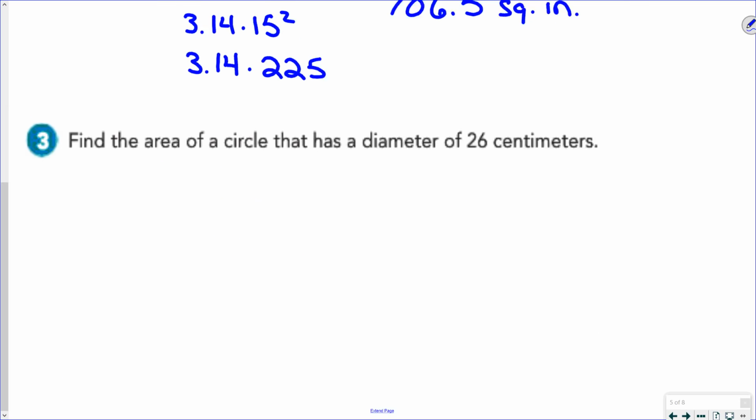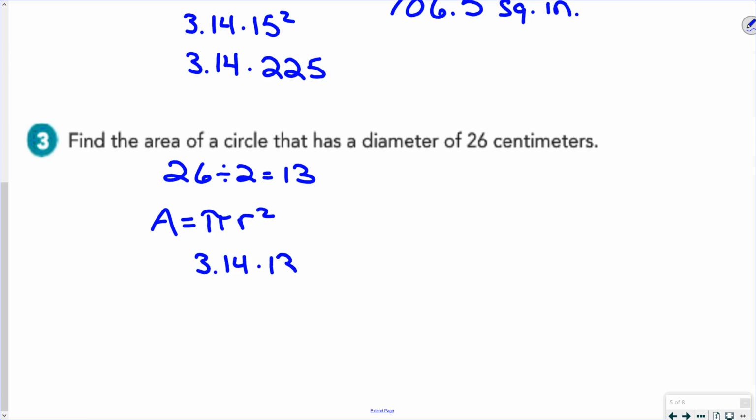And finally, number 3. We have a diameter of 26 centimeters. So first we take 26 divided by 2 to get 13 because we do need a radius. Area equals pi r squared. 3.14 times 13 squared. 3.14 times 169 gives us an area of 530.66 square centimeters.